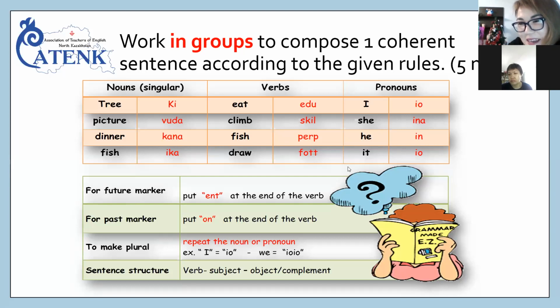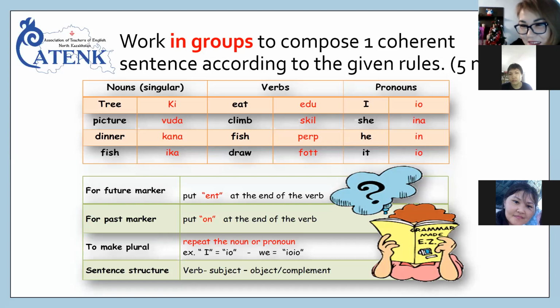Can anyone explain what you typed? Good afternoon. I wrote, "I eat fish." I for io, eat for еду, and fish for ика. Io еду ика. Okay, thank you. Anyone else want to explain?